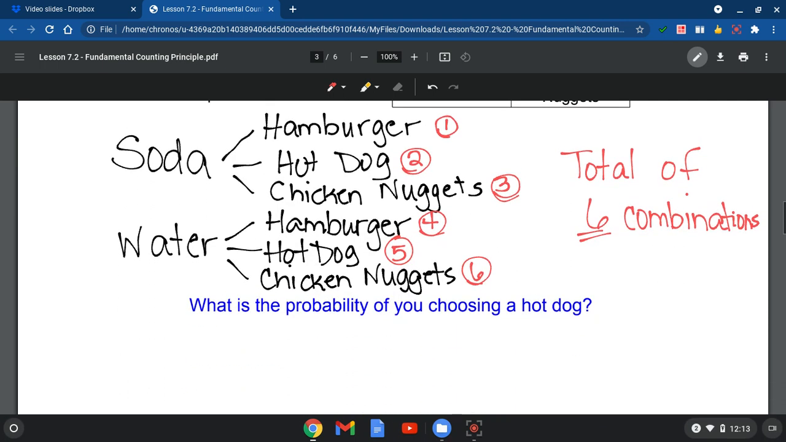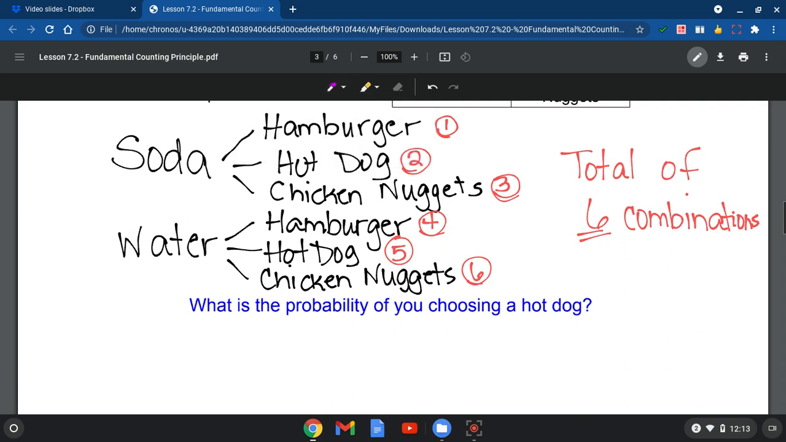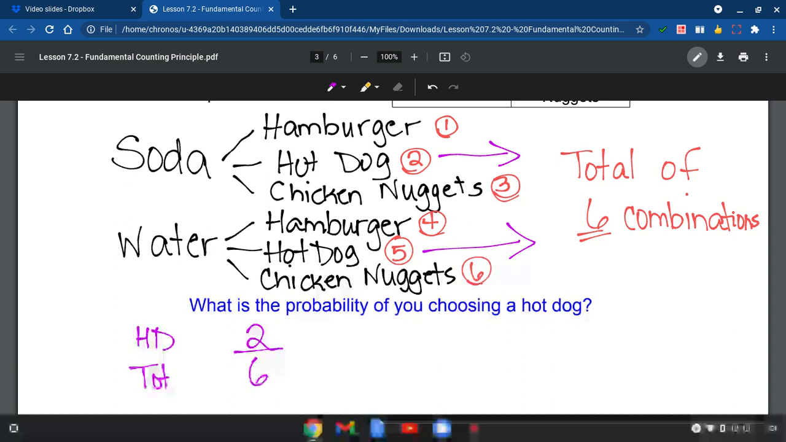So what is the probability of you choosing a hot dog? Well, when we look at our tree diagram, we can see that the hot dog is listed twice, once with the soda and once with the water. So there are 2 combinations out of 6 possible combinations, because again, we're comparing hot dogs to the total, giving us a probability of 1/3.